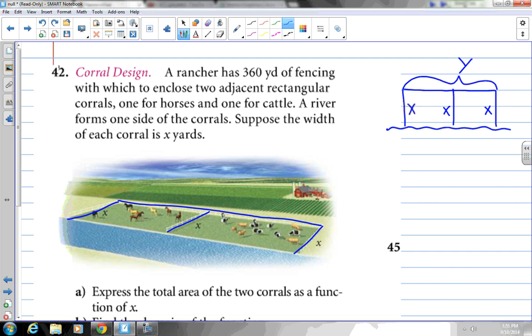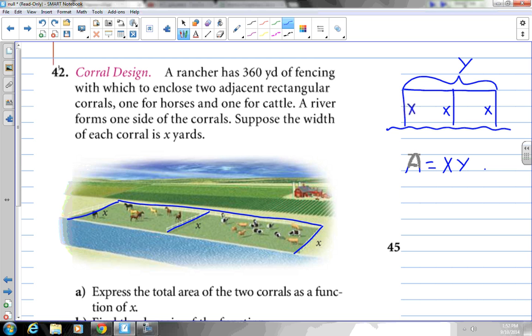So the first question is asking us to express the total area of this whole thing in terms of X. So the way we think about this problem is that we really have a rectangle where this side is X and that side is Y. So what is the area of a rectangle then? This is X and that's Y. What's the area? X times Y. Have we fulfilled the assignment? No, because we want to do it in terms of X. This has two variables.